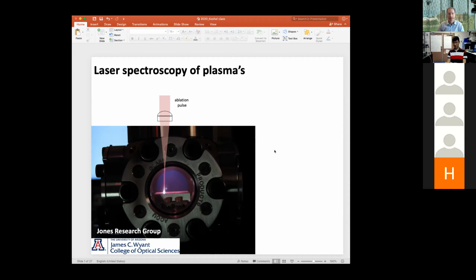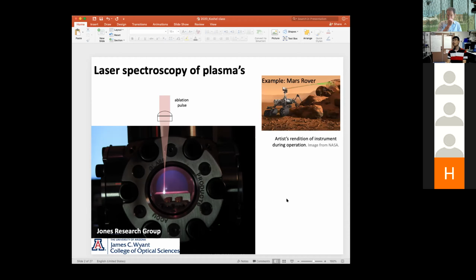So we first ablate it with a high energy pulse and create a plasma. And then after a microsecond or so, the plasma starts to cool and it forms atoms, and there are some ions and eventually molecules. And then we can probe that plasma with a second laser beam to try and determine optically what the elements are by looking at the discrete absorption lines. Now, this is a common technique if you use a spectrometer to look at the emission of the plasma.